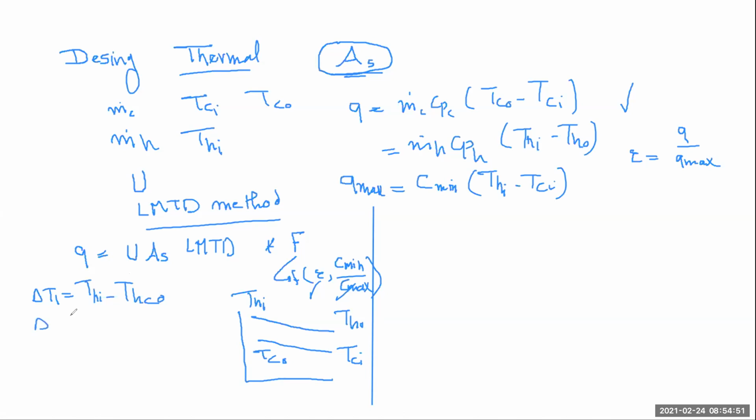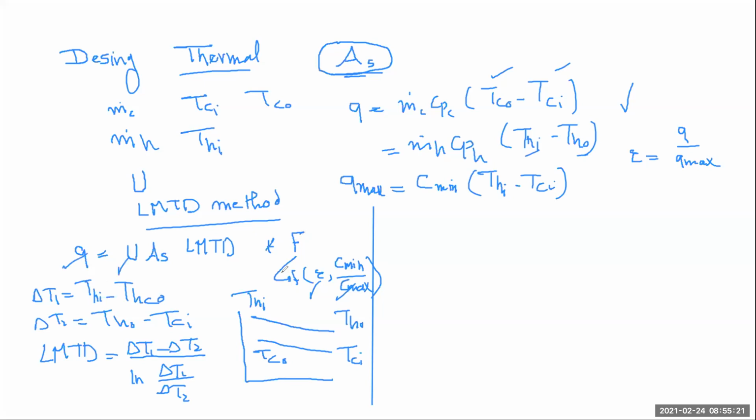And delta T2 as T hot out minus T cold in, then the log mean temperature difference is delta T1 minus delta T2 divided by the natural logarithm of delta T1 over delta T2. All temperatures are known, remember, in this design problem. I know them all. So I can calculate the log mean temperature difference. I can calculate the overall heat transfer coefficient. I know the value of Q.